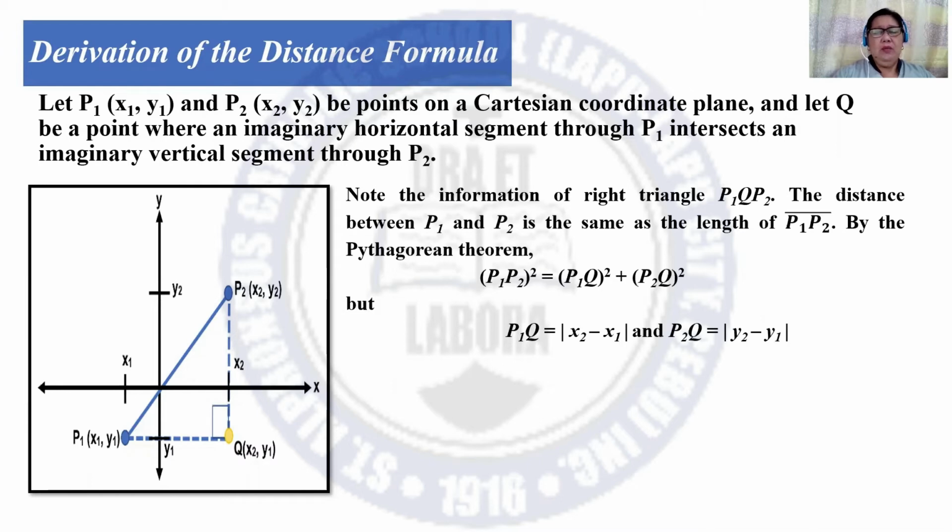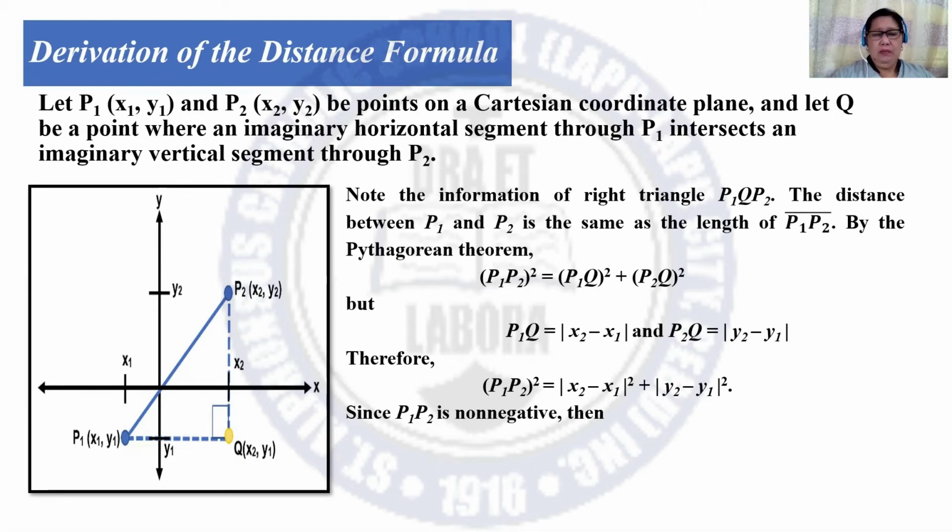But P sub 1 Q is equal to the absolute value of x sub 2 minus x sub 1, and P sub 2 Q is equal to y sub 2 minus y sub 1. Therefore, the square of P sub 1 P sub 2 is equal to the square of the absolute value of x sub 2 minus x sub 1, plus the square of y sub 2 minus y sub 1.